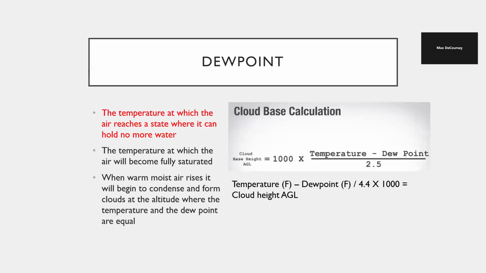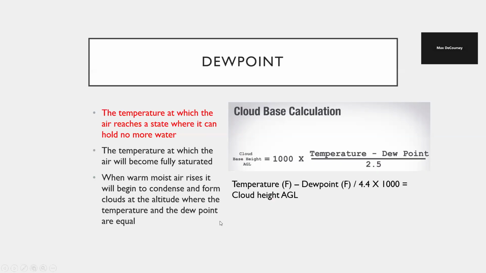Dew point. Okay, so the dew point is the temperature at which the air reaches a state where it can hold no more water. The FAA likes to ask this question and likes the answer to be the second bullet point, the temperature at which the air will become fully saturated. So when warm, moist air rises, it begins to condense and form clouds at the altitude where the temperature and the dew point are equal.